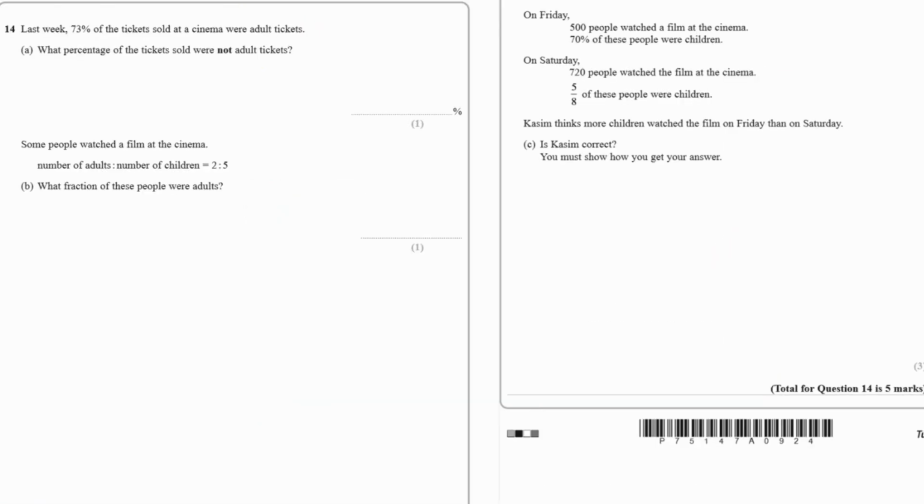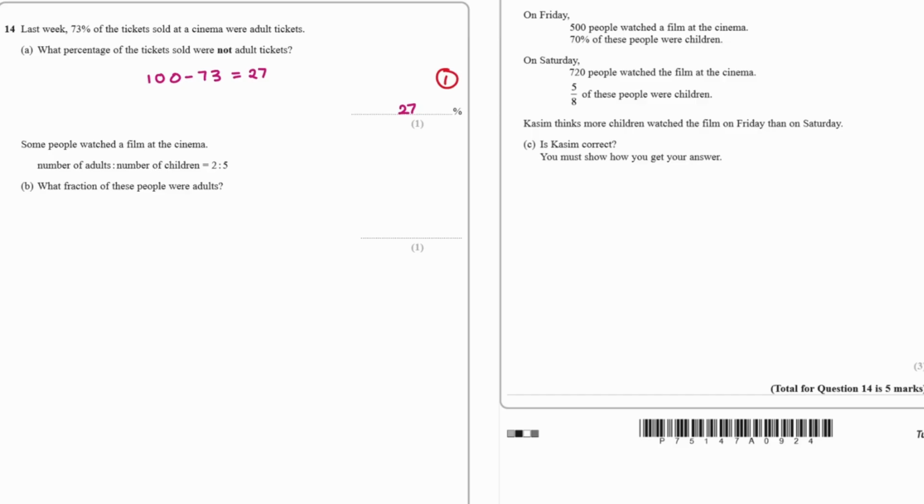Number 14. Last week, 73% of the tickets sold at a cinema were adult tickets. What percentage of the tickets sold were not adult tickets? So we know that the total percentage would be 100%. So in order to find how many tickets were not sold, we would do 100 take away 73, and that would give us 27%. And this question would be worth 1 mark.